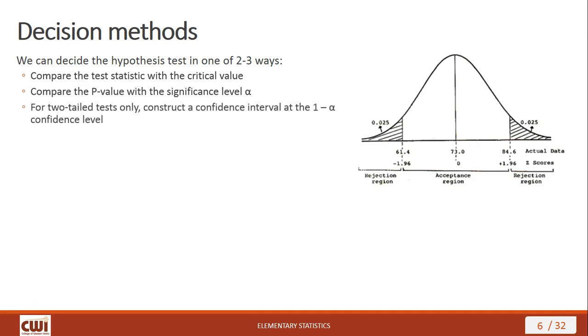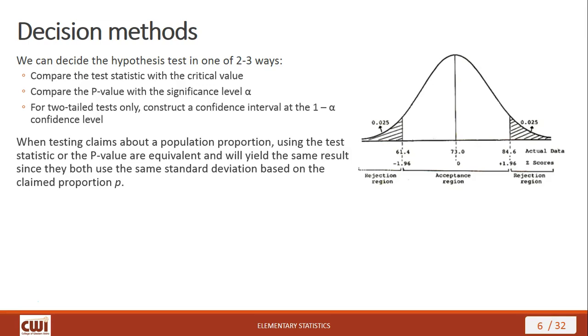For two-tailed hypothesis tests, there's a third method that we can use, and that is to construct a confidence interval at the 1 minus alpha confidence level. We'll get into how to do this. We know how to make the confidence interval, but how to apply the confidence interval to a hypothesis test is what we'll get into later on in this lecture.